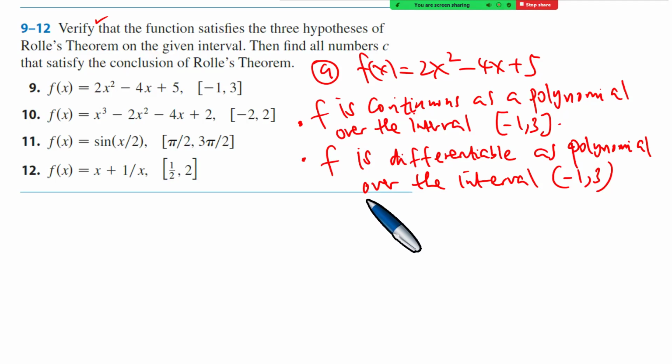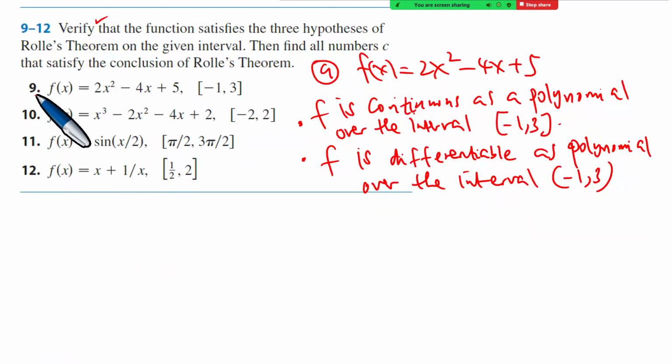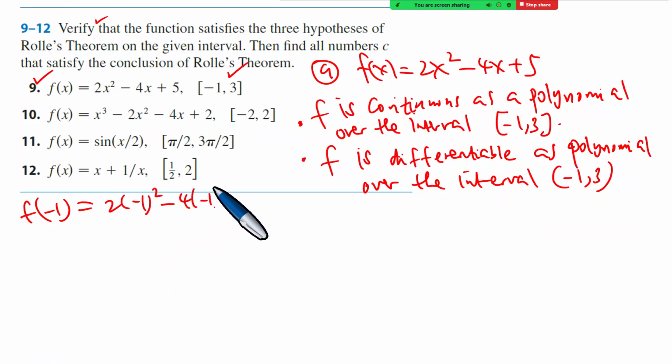Okay, what is then the third condition of Rolle's theorem? Right, the third condition of Rolle's theorem is this particular condition that f of A must be equal to f of B. So in other words, we're going to check here, we are doing number 9, we're going to check that f of minus 1 must be equal to f of 3. f of minus 1 is 2 times minus 1 squared, minus 4 times minus 1, plus 5, which is exactly 2 plus 4 plus 5. Okay, let us check exactly what happens here. This here is 2 plus 4, which is a 6. You add 5, you have 11.